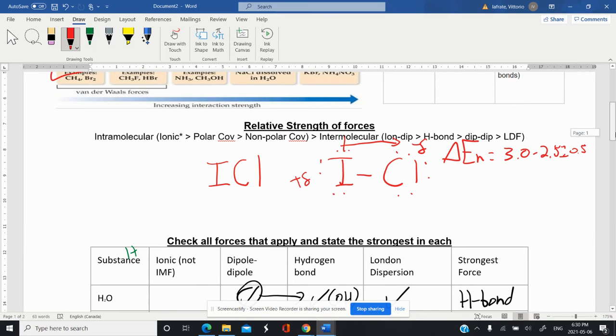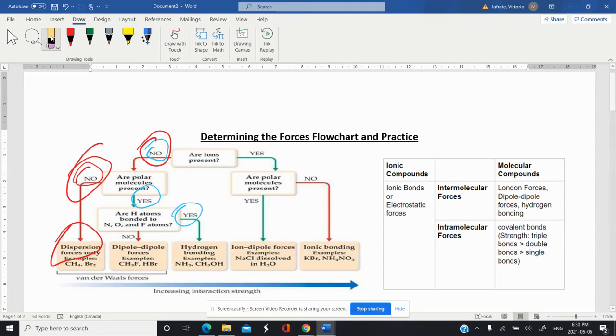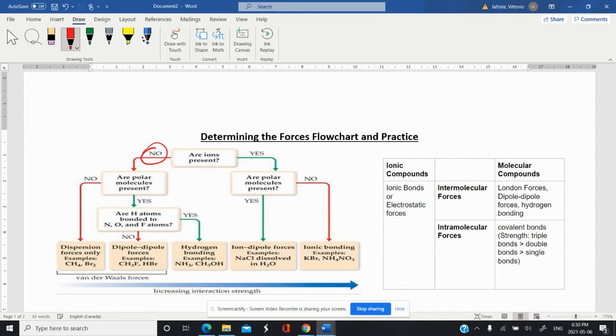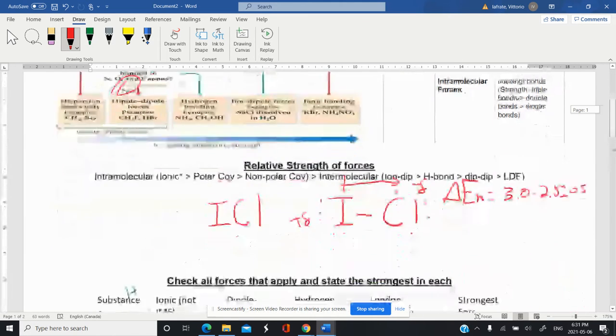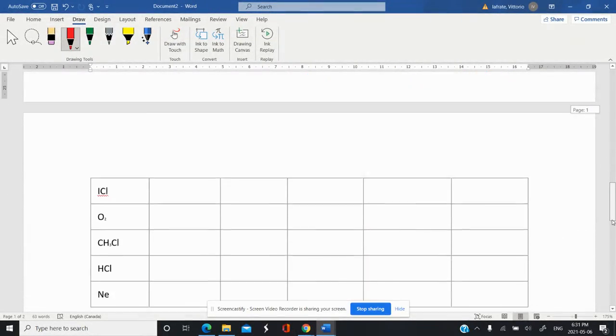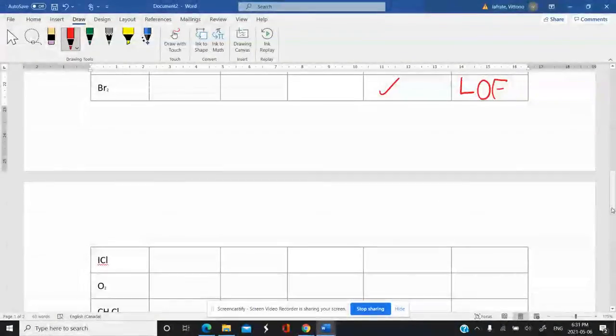Let's take a look at our flow chart here. It's a molecular compound, so it's not going to have ions. So we're going this direction. Are there polar molecules? Yes. Are there any HN, HO, or HF? No. So we're really at the dipole-dipole area. So it's strictly dipole-dipole, a pretty weak one, but still there. Also LDF, don't forget. The strongest force here is the dipole-dipole, because LDF is the weakest of all.